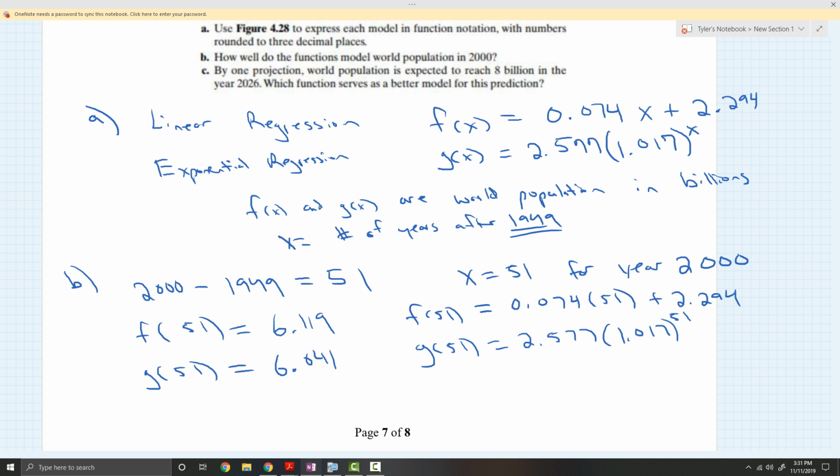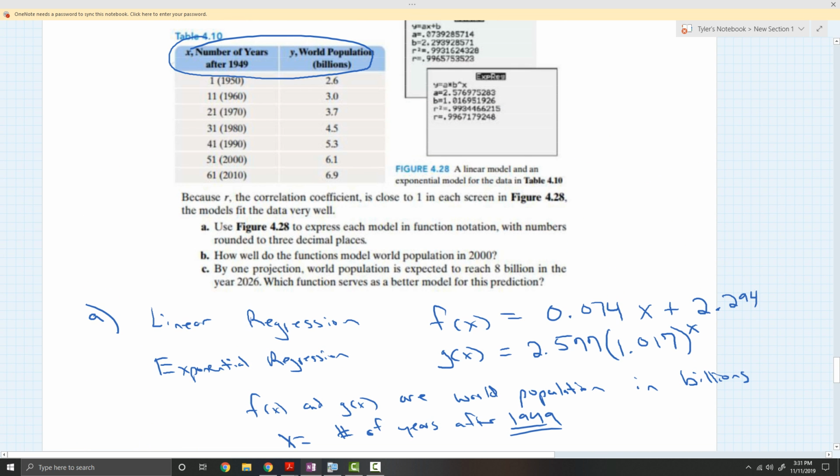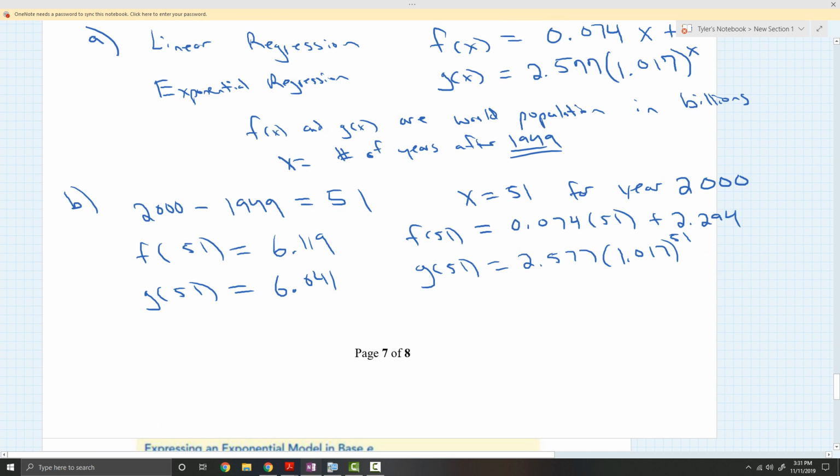So if we look at the table in 2000, this is actually what happened. The actual amount is 6.1, and our models are close to that, right? Both of these numbers are close to 6.1. So both models seem to be doing a good job.